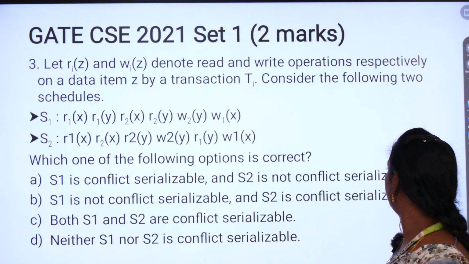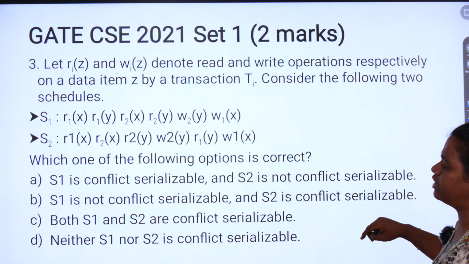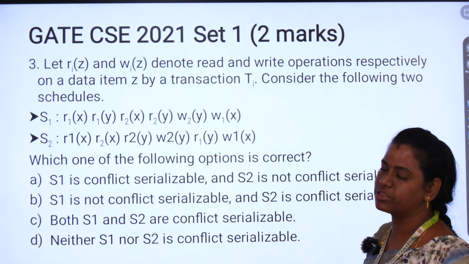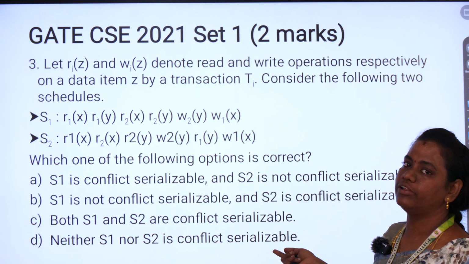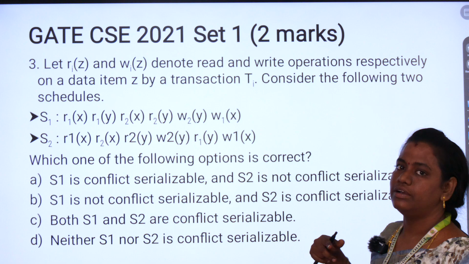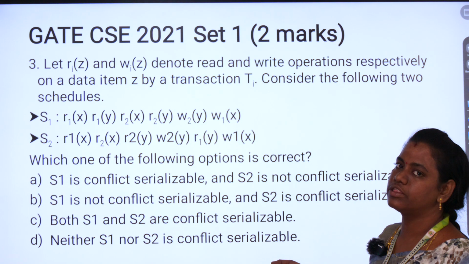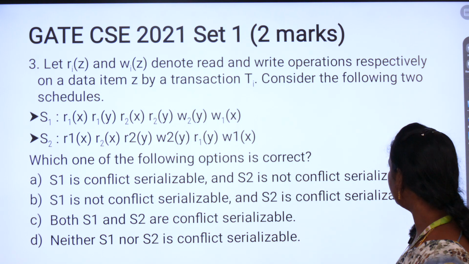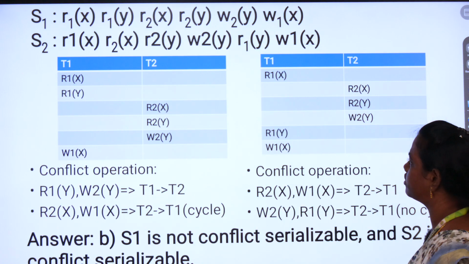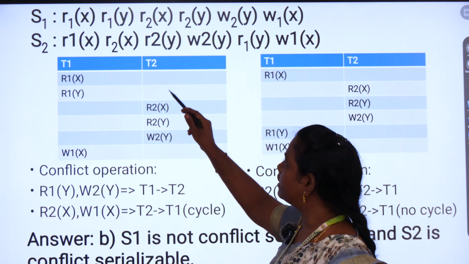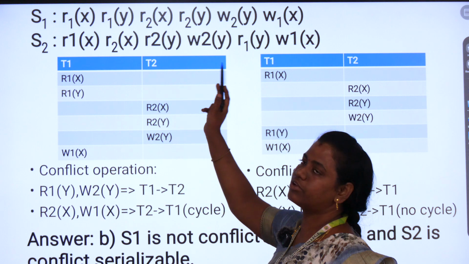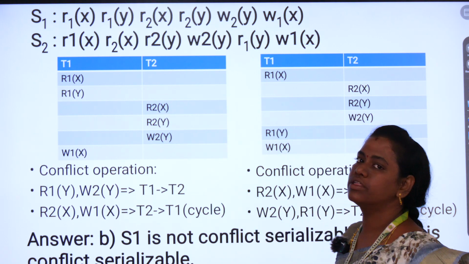So for that we need to find the conflicting operations, and we are going to draw a precedence graph for this. If there is a cycle, it is not conflict serializable. If there is no cycle, it is conflict serializable. Here this is the question given. S1 is your first schedule, S2 is your second schedule.